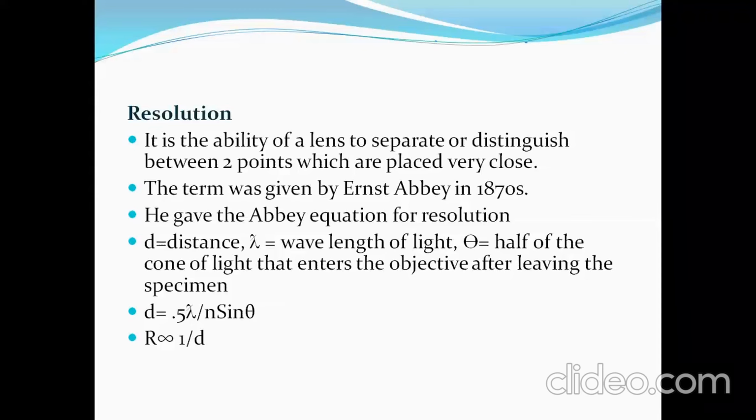Clear? And what about this n sin theta? Obviously, if we increase the refractive index of the media where the lens is working, we can have a better resolved image.